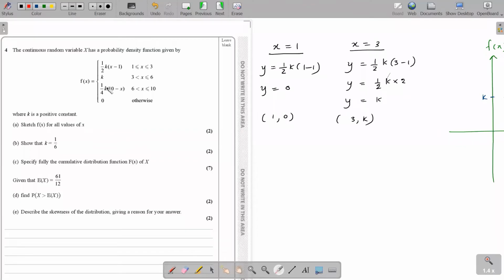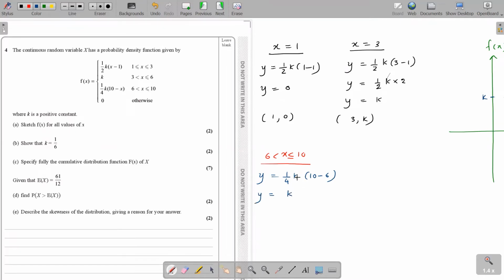Okay, so after the horizontal straight line, go to the next part of this graph. That is where x value is between 6 and 10. For x between 6 and 10, take the straight line and input the first x value as 6, because I want to see how the graph continues at x equals 6. So y equals 1 over 4k times 10 minus 6. How much is it? 10 minus 6 is 4. 1 over 4k into 4 is y equals k, right?